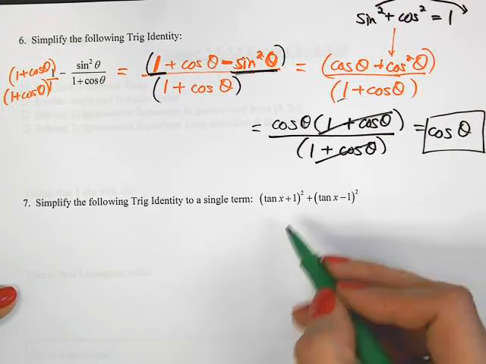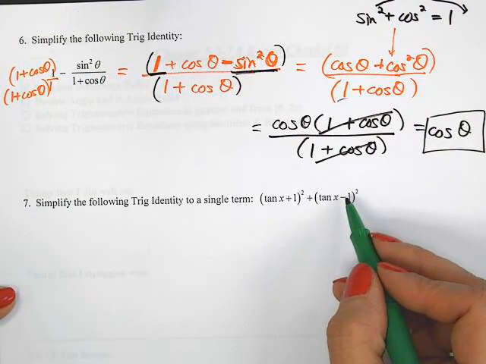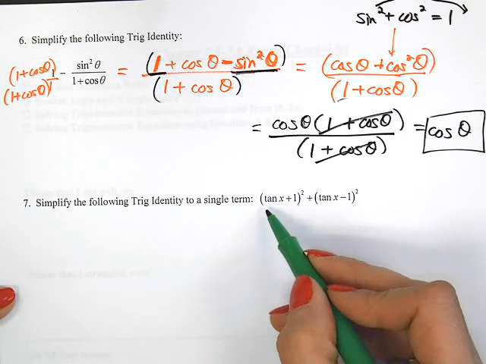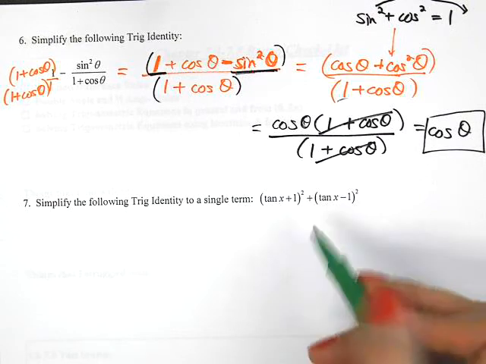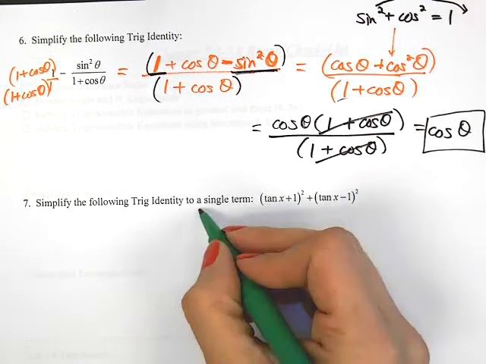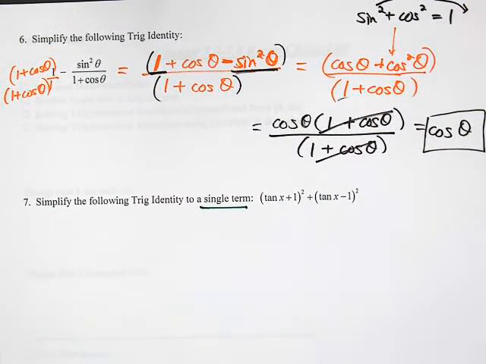Well, I'm noticing lots of squared things. I'm thinking maybe we should multiply this out and maybe multiply this out and see if we get anything to happen. Okay, oh, and it says a single term, so I know it's got to be like this last one here, all the way down to one thing.